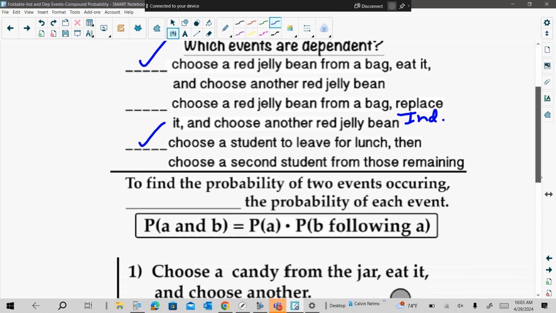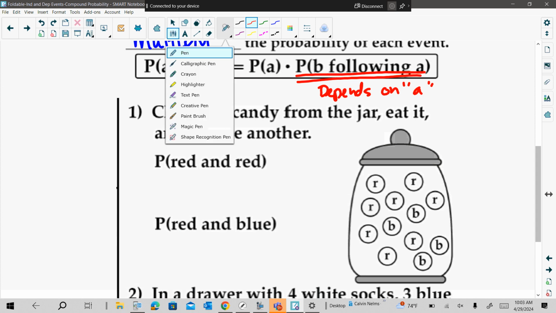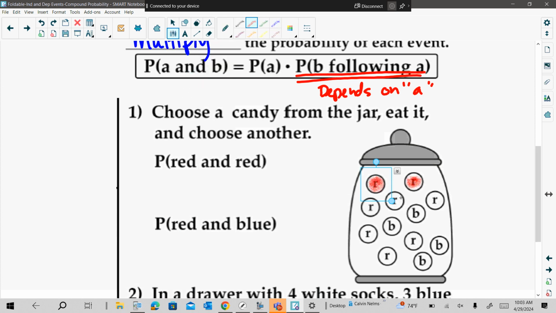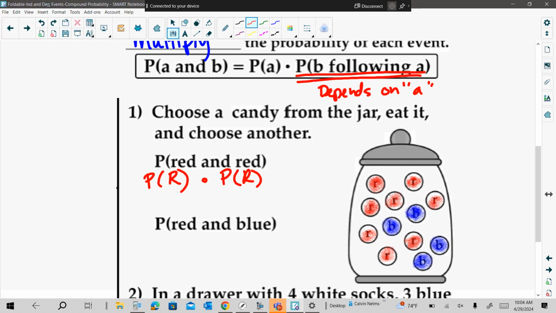All right, so the process is still the same. When you find the probability of 2 events occurring, you're going to multiply the probability of each event. The thing is, the first event is not affected, but the probability of B following A depends on A. So we're going to look at this same scenario. The effect on the second event is going to change.